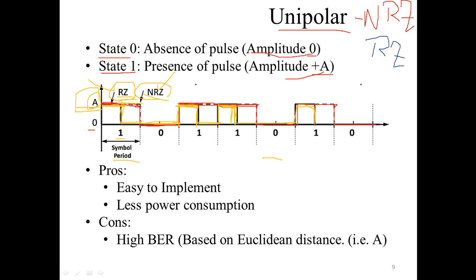In this RZ, there is low power. Power is divided by half. So the power required to transmit the signal in RZ is approximately half of the NRZ. So let's see the pros and cons.